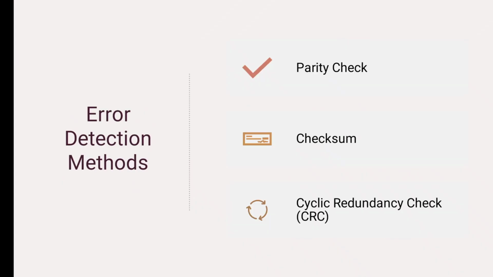The error detection methods. To find errors, computers use different detection methods. The main ones are parity check, checksum, cyclic redundancy check or CRC, and Hamming code. Some methods only detect errors while others can detect and correct them.